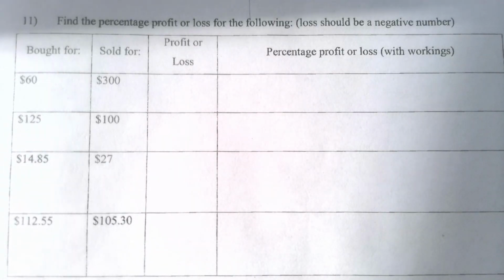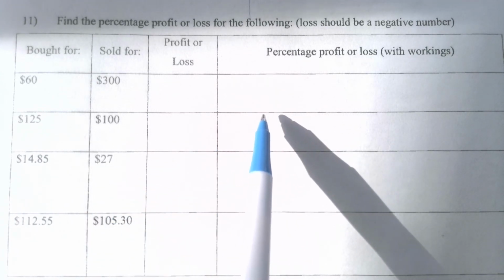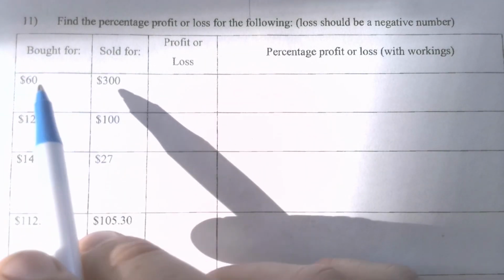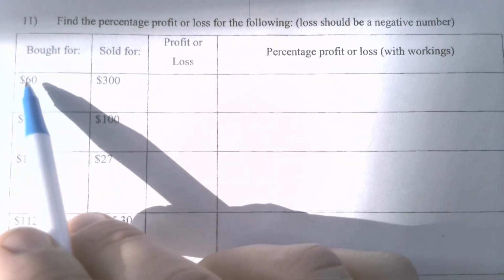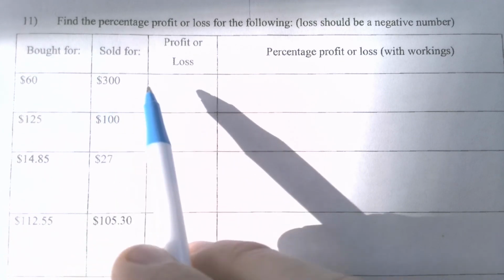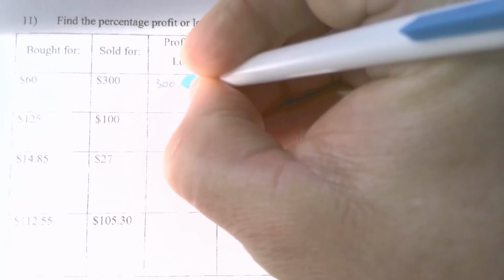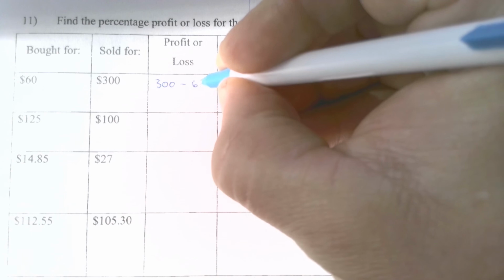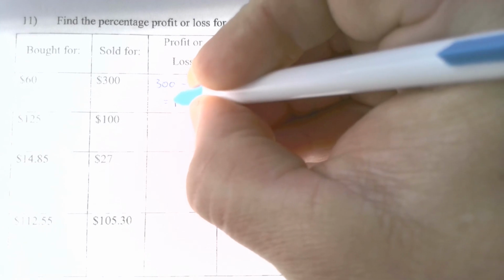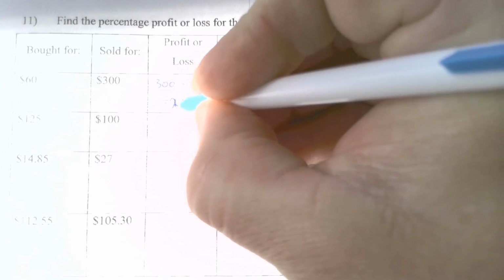Okay, question 11 is a long one. We're going through profits and losses, and then we're having a look at how you calculate the percentage of your profit or loss. So we first of all have to decide if this has been a profit or a loss. It's been a profit because I bought something for 60 and I managed to sell it for 300. But let's have a look at how much of a profit that is. So my sold price was 300 and my original was 60. So I know that altogether I've profited $240. Okay, and this is a positive number.